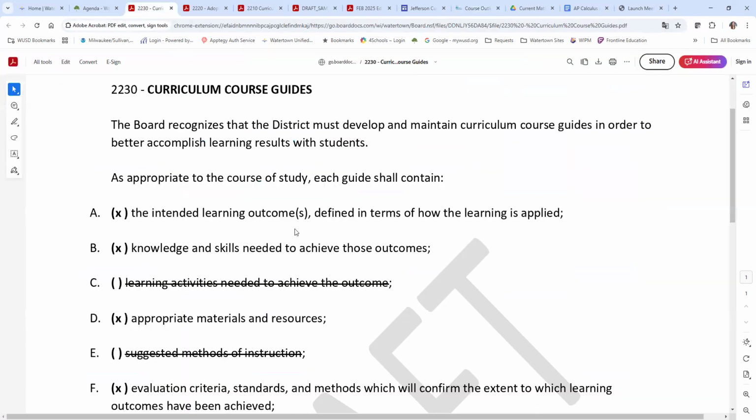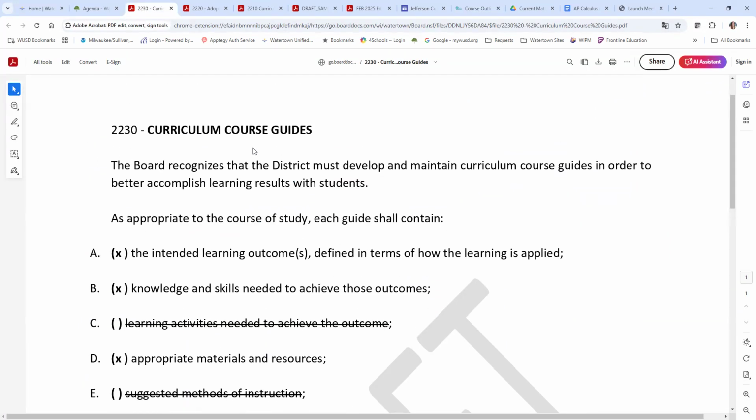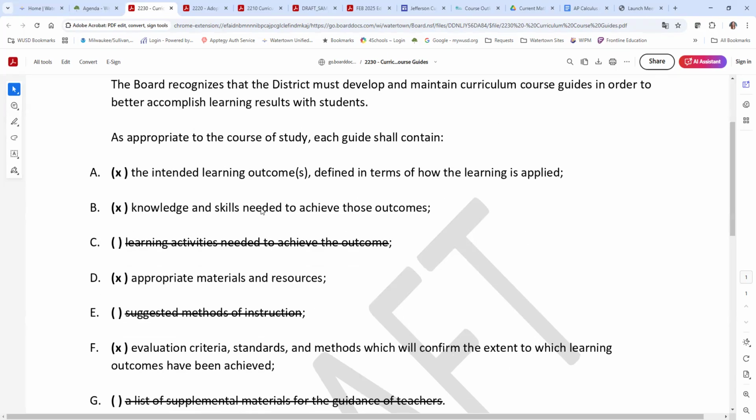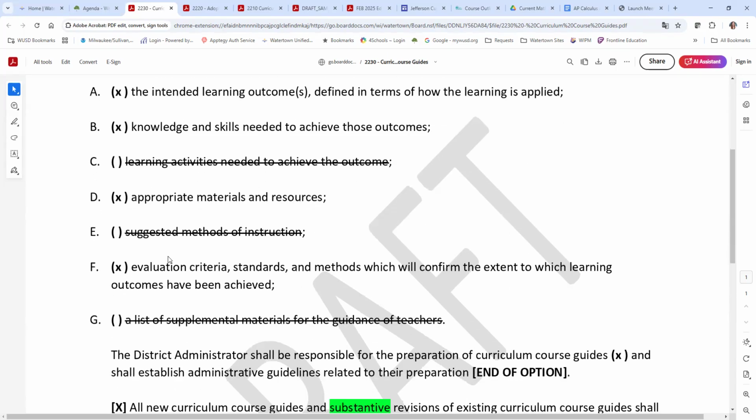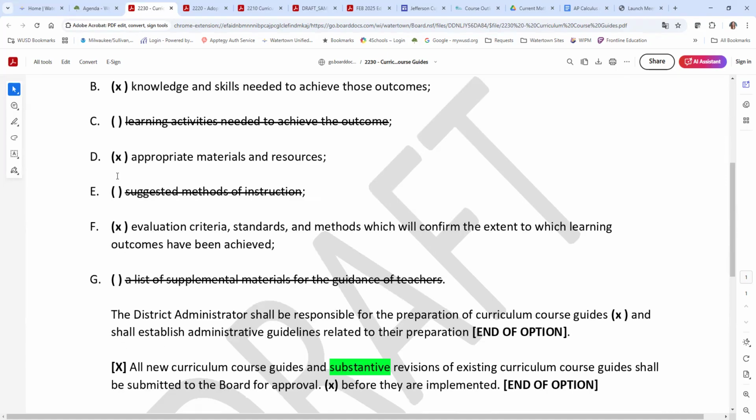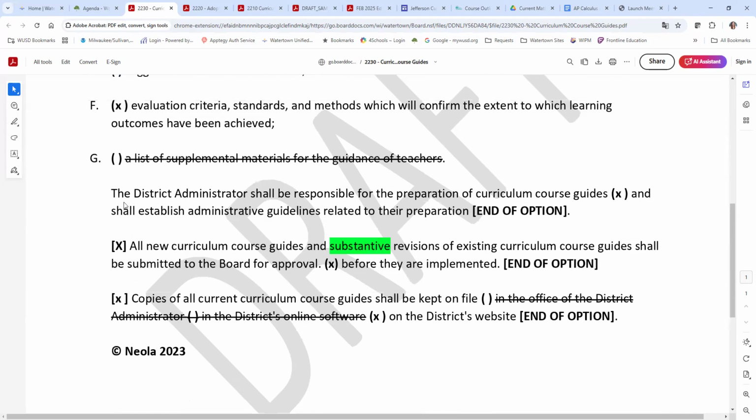If you take a look at 2230, this would be the curriculum course guide. And then if we look through here, I tried to select areas that I thought would be important for us to include in those curriculum course guides. Another area I believe would be important for us to discuss is the idea of approval by the board of the course guides. Here I've selected that all curriculum course guides and substantive revisions of existing curriculum course guides should be submitted to the board for approval before their implementation.